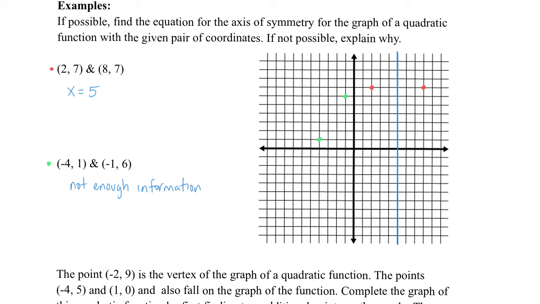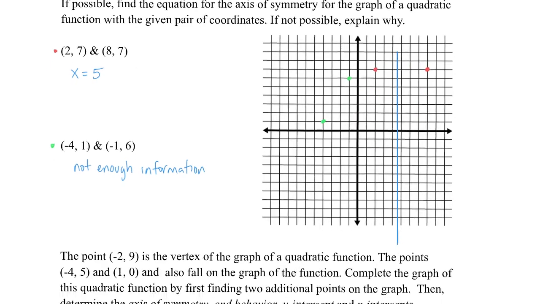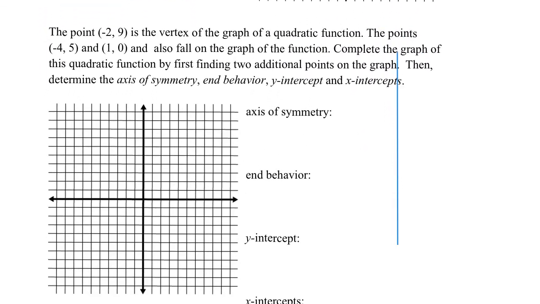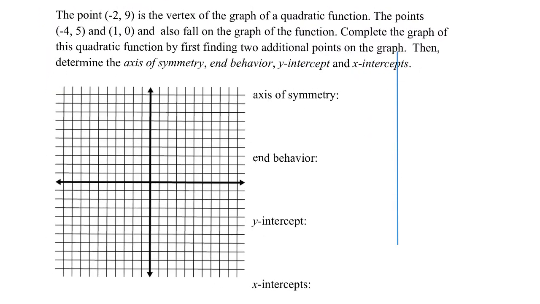And finally, given just a couple of points, we can actually complete an entire graph and tell you stuff about it. Let me get this out of the way. It says the point -2, 9 is the vertex of a graph of the quadratic function. -2, 9 is going to be right up here. That's going to be our vertex.